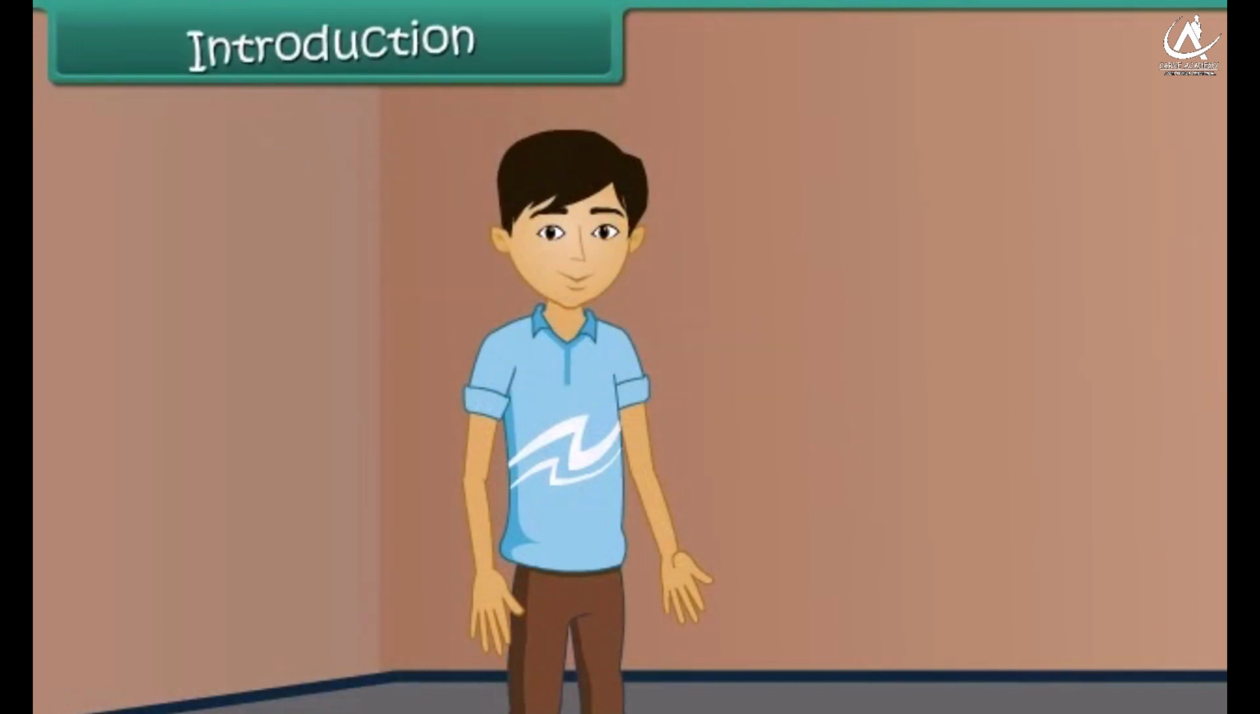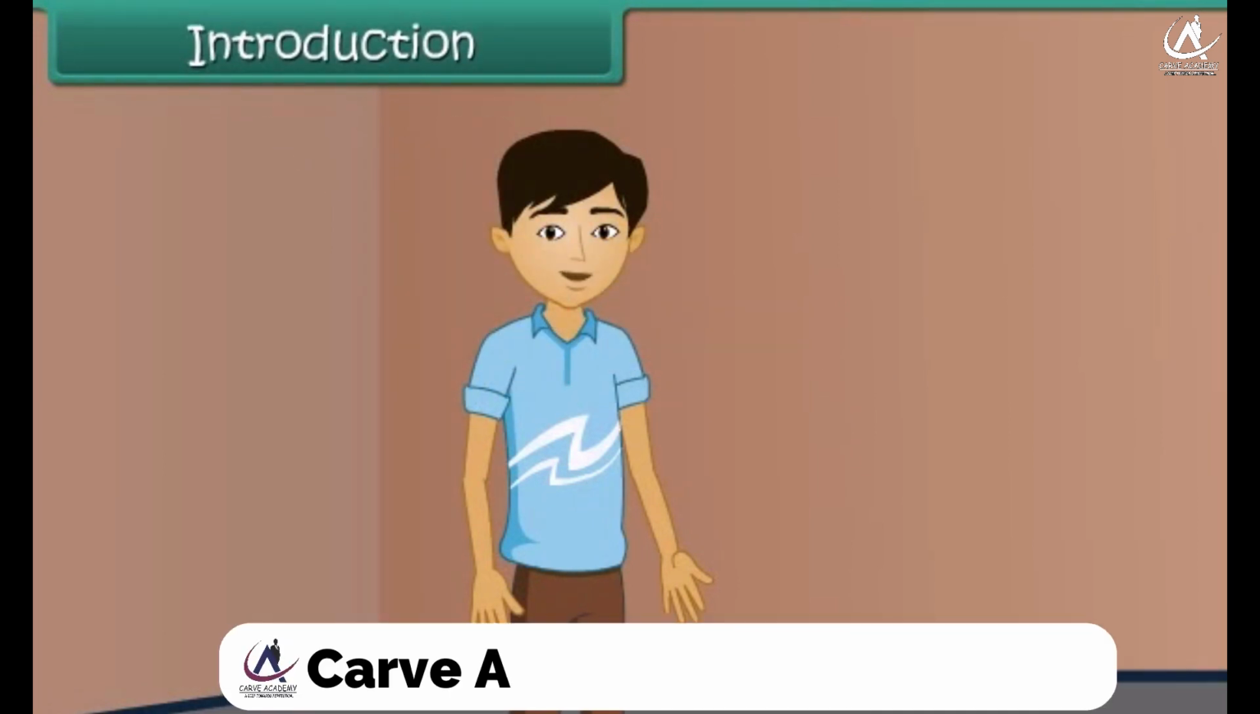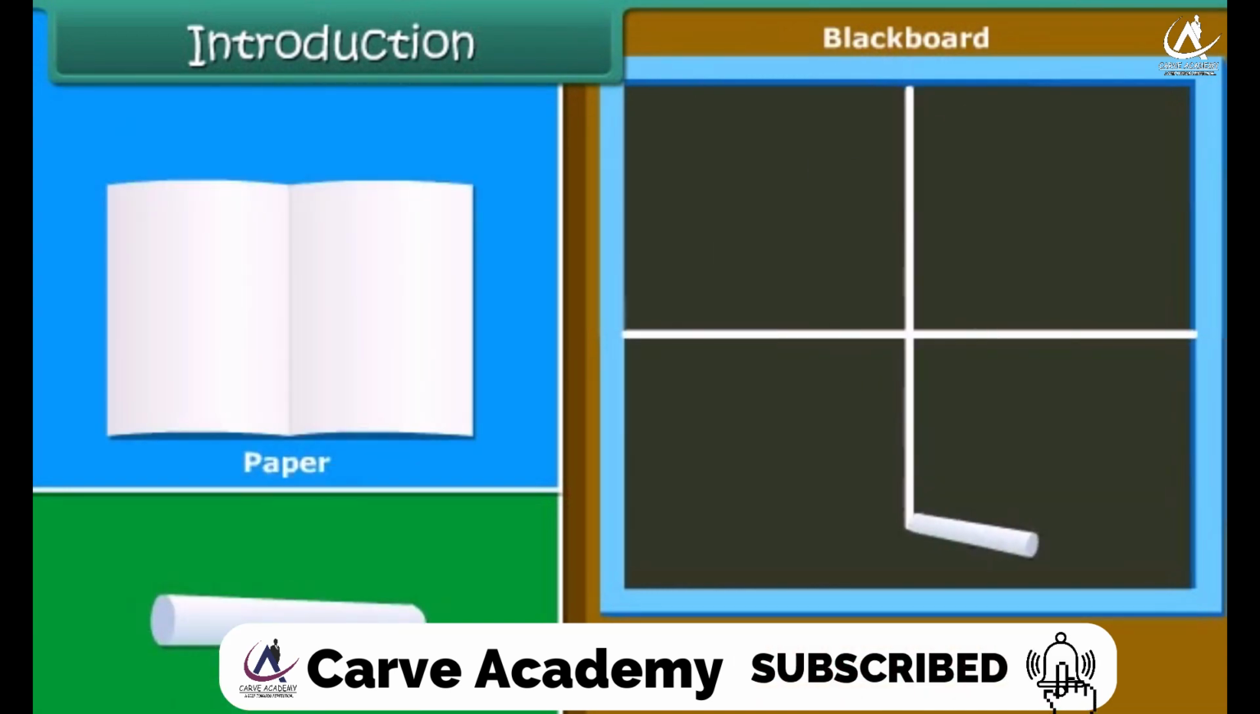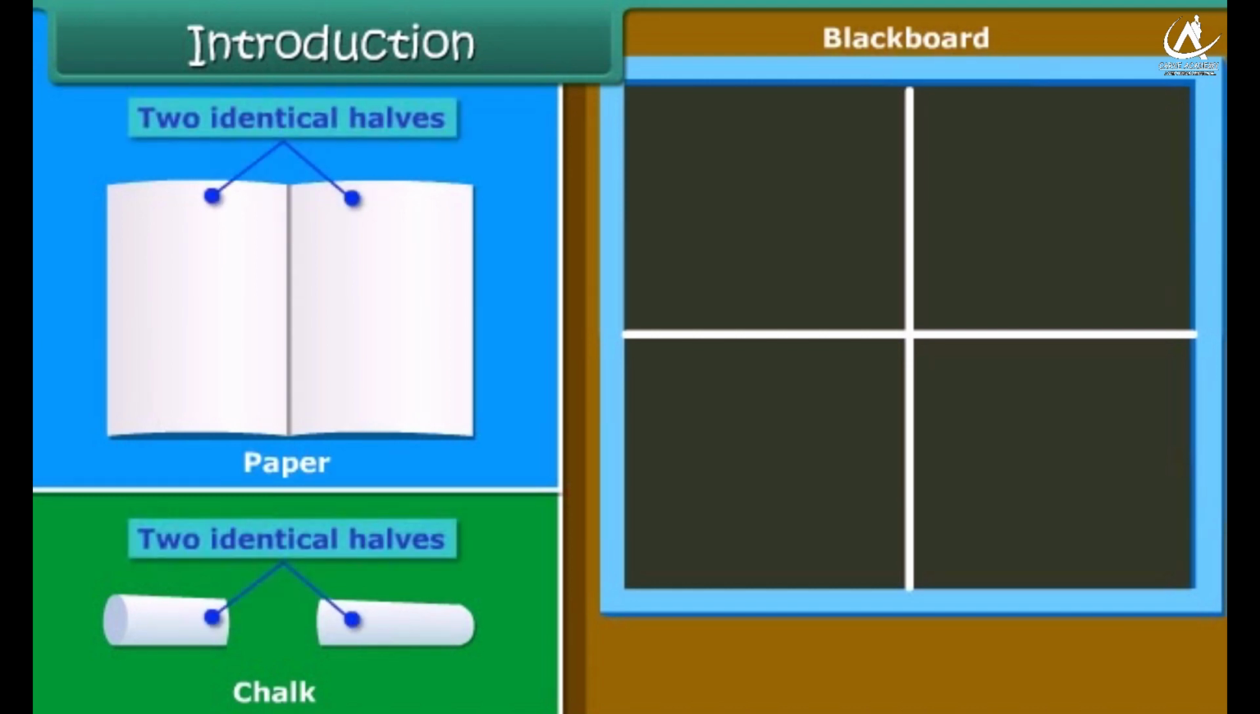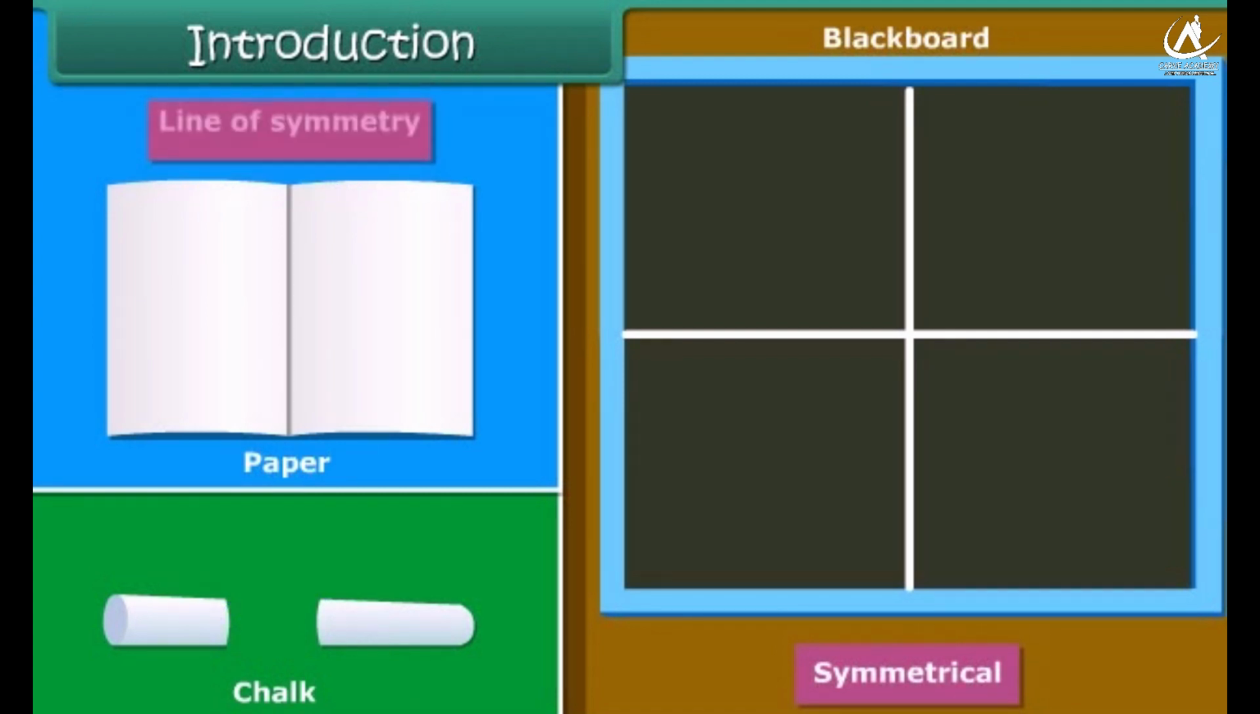Hello children, you may have found that on folding or cutting some objects like blackboard, chalk, paper along a particular line, we get two identical halves. These objects are called symmetrical, and the line along which the object is folded is called the line of symmetry. Today let us learn more about symmetry.